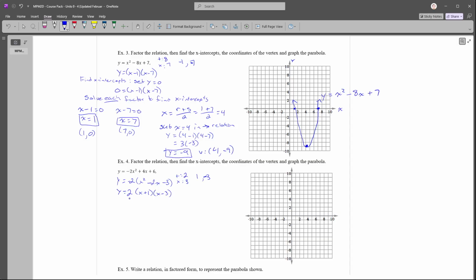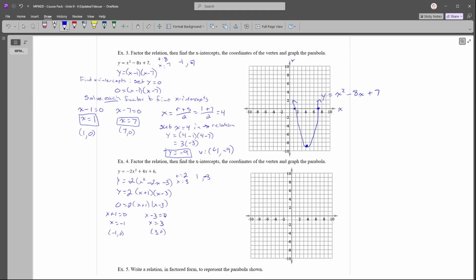Okay. So that's the first step. We've got it factored. Now we need to solve for the x-intercepts, so we're going to set it equal to 0. So 0 is equal to negative 2 times x plus 1 times x minus 3. Now I need to solve for each of the x-intercepts, so I just need to set the factors equal to 0. So I have x plus 1 is equal to 0, which is going to be x is equal to negative 1. And over here I have x minus 3 is equal to 0, which is just going to be x is equal to 3. So the points we have are (-1, 0) and (3, 0).